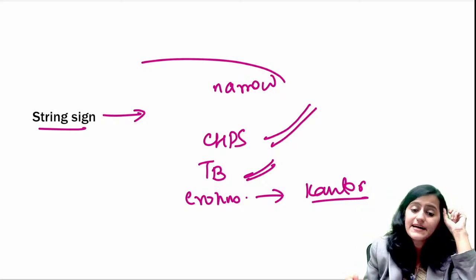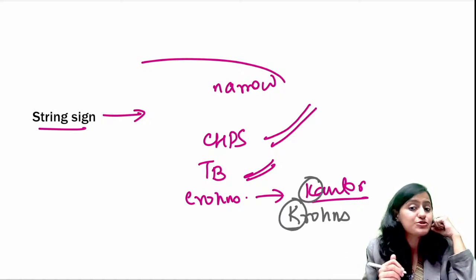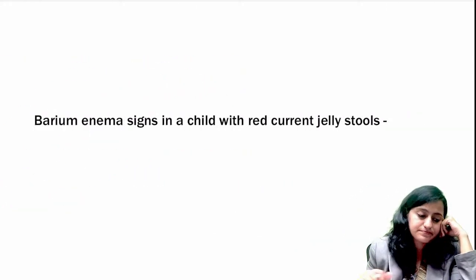In Crohn's, remember Crohn's. You can remember Crohn's this way: Crohn's is Kantor, not TB. String sign of Kantor is Crohn's.